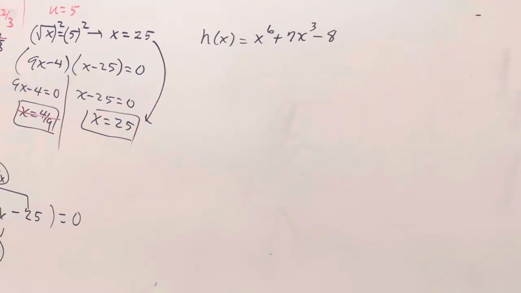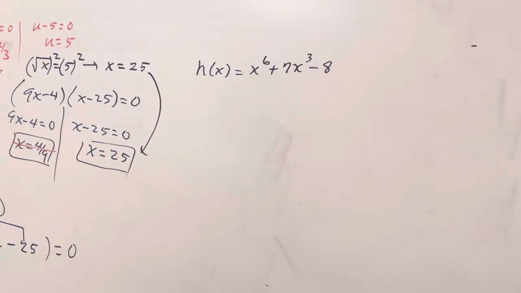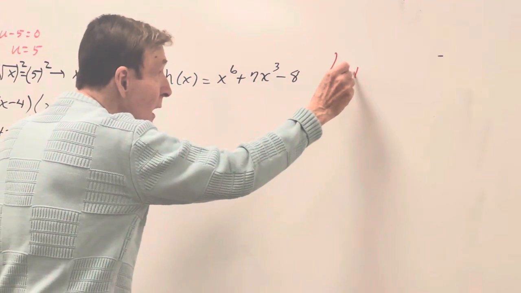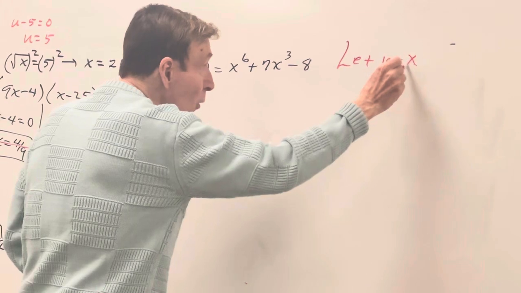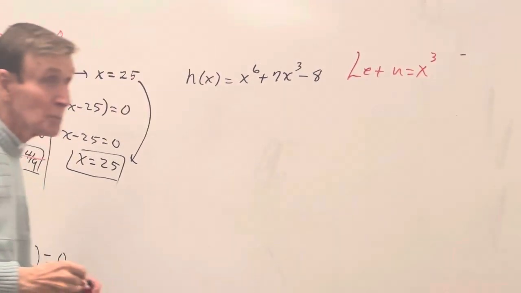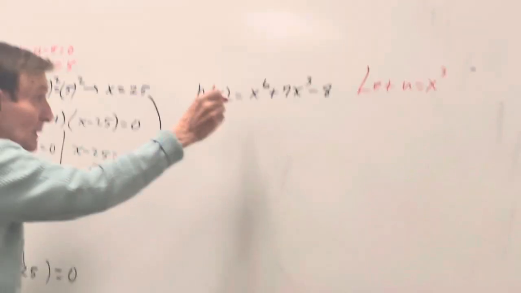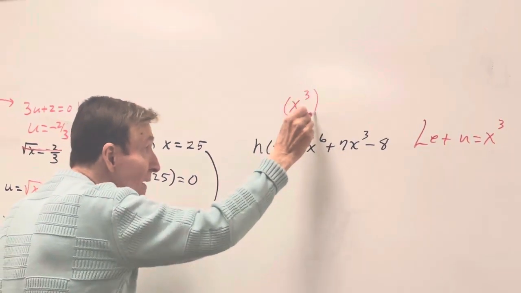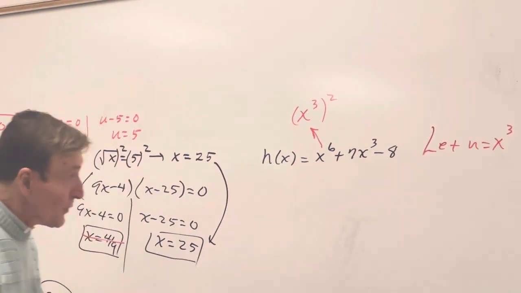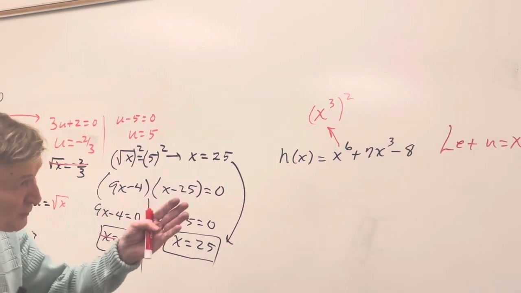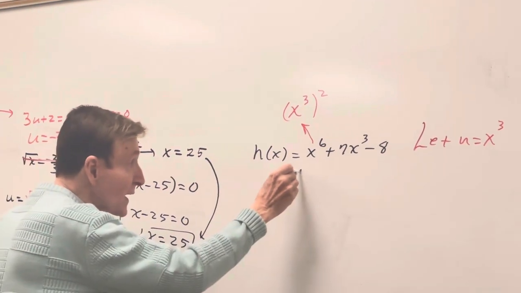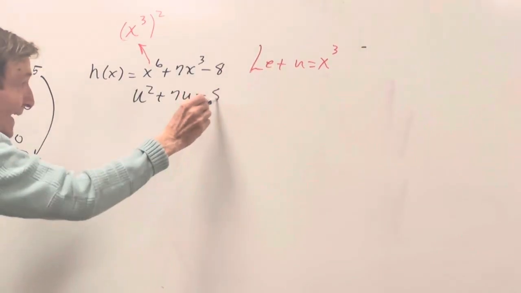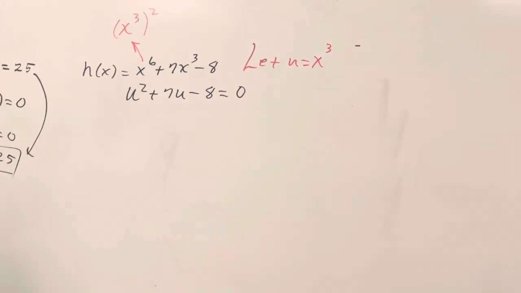By the way, is this also one of those where it says let you be something? Guys, I think we all recognize, I hope at this point, that u be x cubed. Because this right here could be expressed as x cubed squared. And therefore that first term could be written, since u is representing x cubed, this is u squared, plus 7u, subtract 8, is equal to 0.